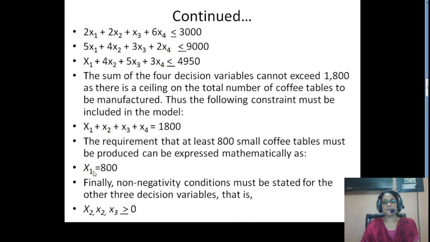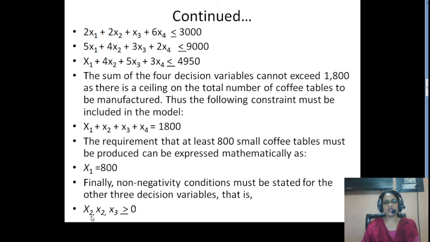Next condition, x1 should be equal to 800, right? Then lastly, we have to check for non-negativity. It is written as x2, x3 and x4 should be greater than or equal to 0. Why have I not kept x1? Because the non-negativity condition of x1 is already covered in this equation.